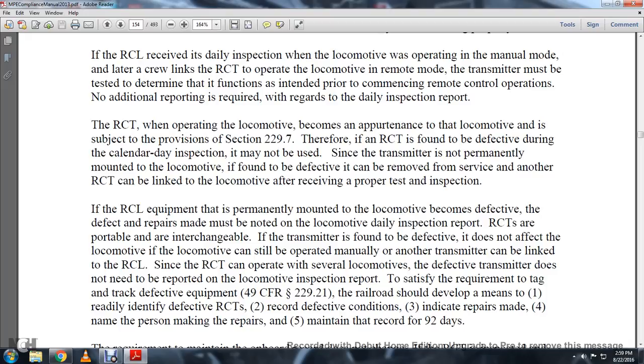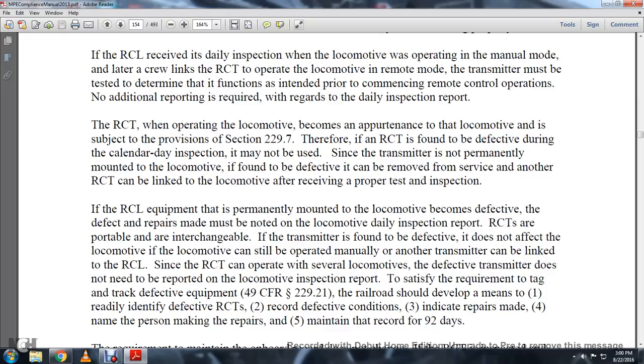If remote control locomotive equipment is permanently mounted and becomes defective, reports must be noted on the locomotive daily inspection report. If the remote control transmitter is portable and interchangeable and is found to be defective, it does not affect the locomotive, if the locomotive can still be operated manually and another transmitter can be linked to it. Since the remote control transmitter can operate with several locomotives, the defective transmitter does not need to be reported on the locomotive inspection report.